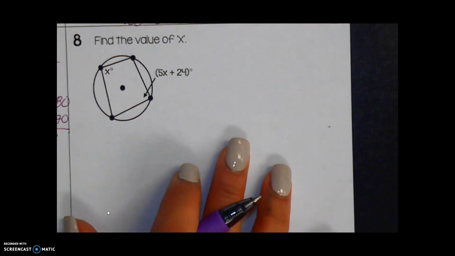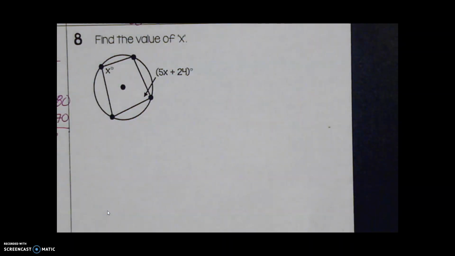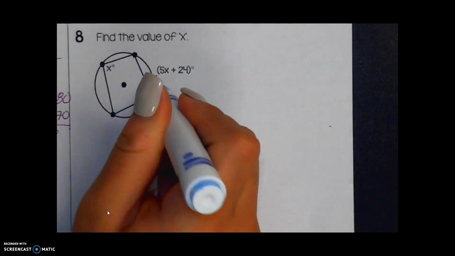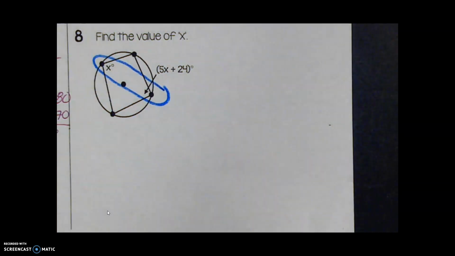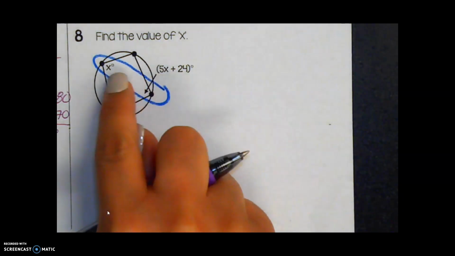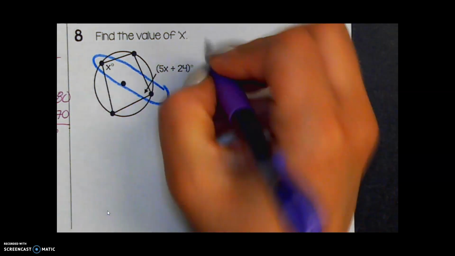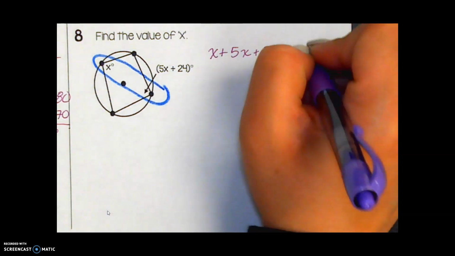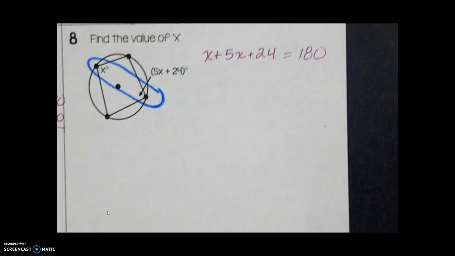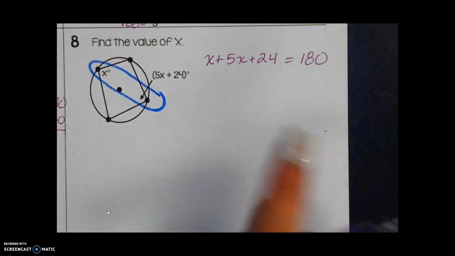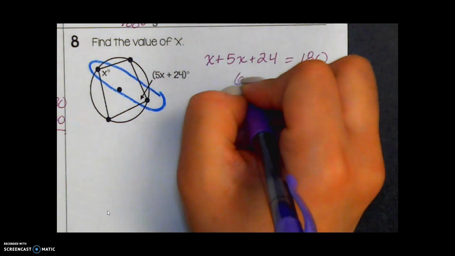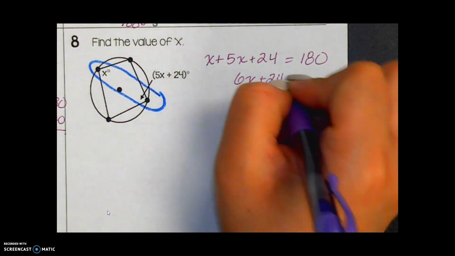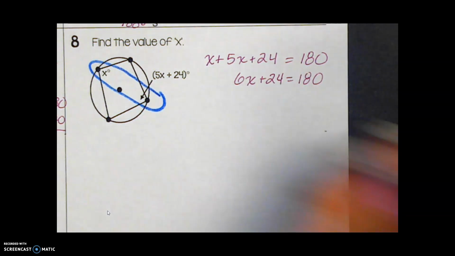Number 8 is just one more step more difficult. These two are supplementary to each other. So I will circle them because they are opposite of each other. So if these are supplementary, they add to give me 180. So I will add them all up, set them equal to 180. Now I've got some like terms here. I've got 1x and 5x. That is 6x plus 24 equals 180.